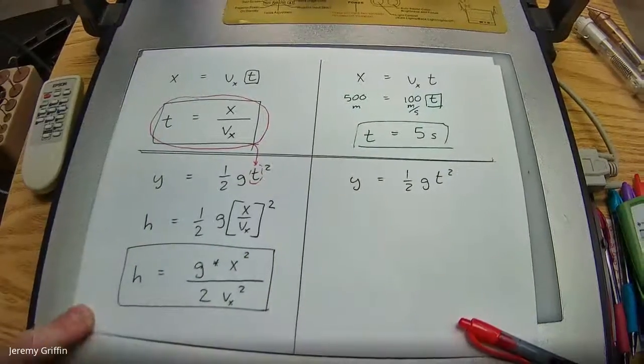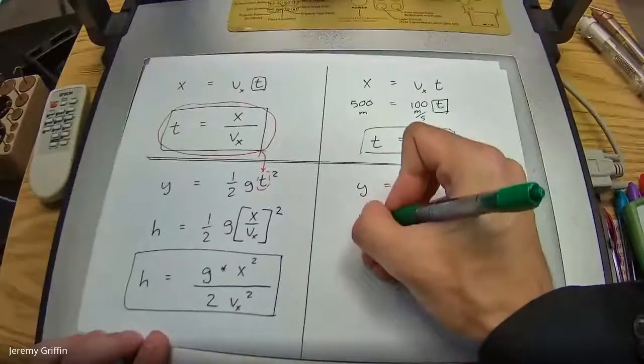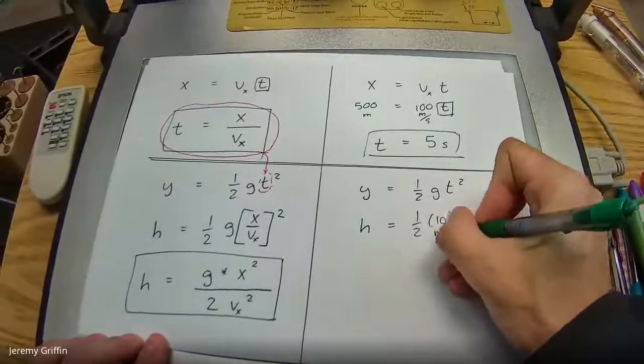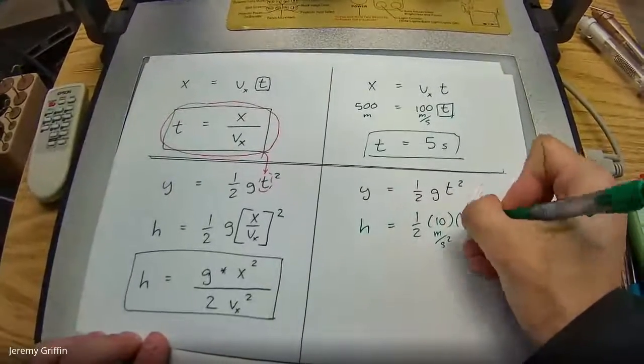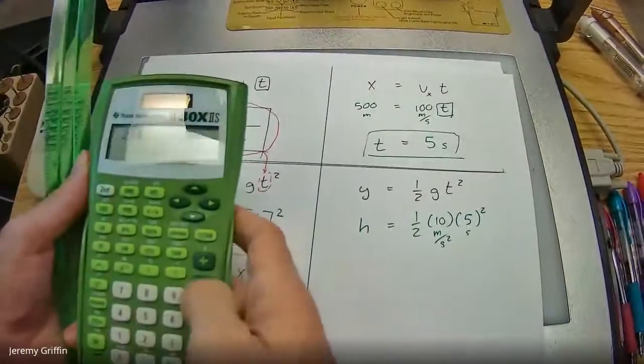Okay. Let's try it in terms of numbers. Looks a lot prettier. The height of the cliff could be 1/2 times 10 meters per second squared for 5 seconds. Don't forget to square the 5 seconds. Okay. What's half times 10 times 5 squared?